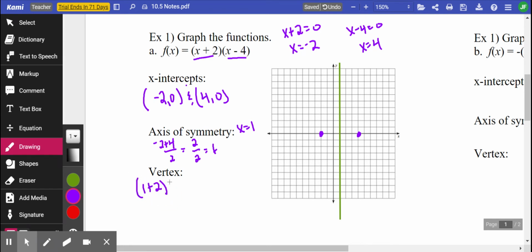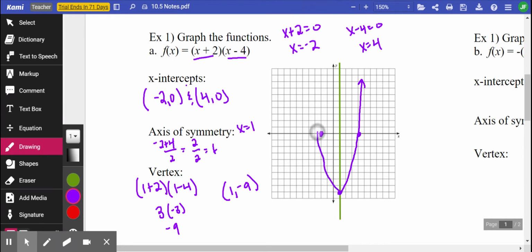And then to find your vertex, we're going to plug in 1. So 1 plus 2 times 1 minus 4 gives us 3 times negative 3, which is negative 9. So our vertex is actually at 1, comma, negative 9. So we're going to plot that. In this case, you don't have to make a table because you actually have enough information there to sketch a rough graph. And I'm going to apologize because this is going to be a really rough graph here. My coordination is off. I'll try one more time. There we go, closer. But this is actually one of my favorite ways to graph.